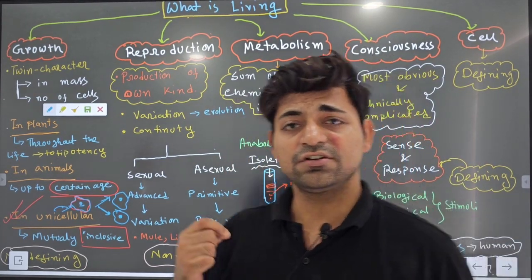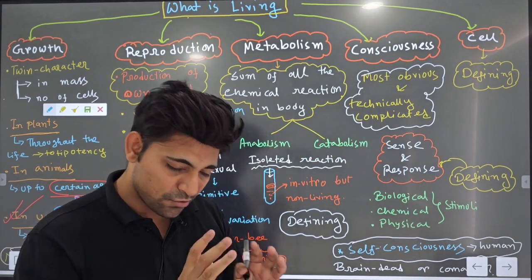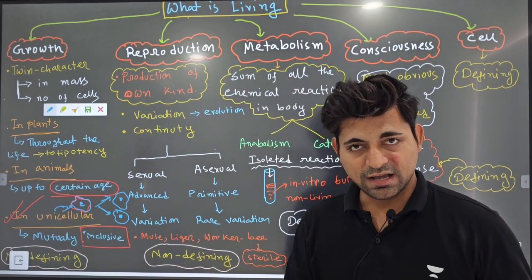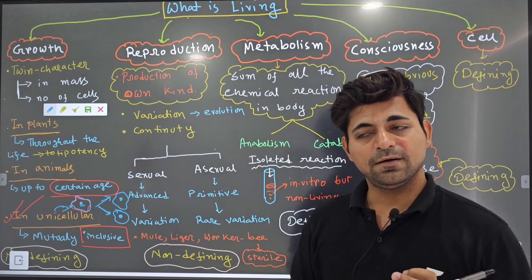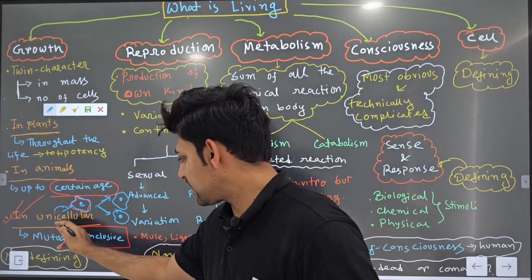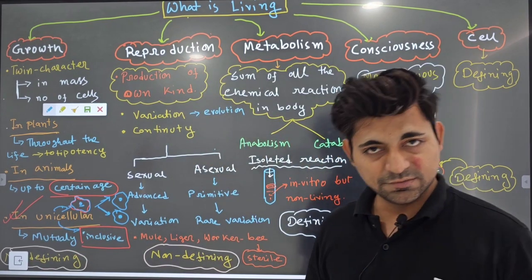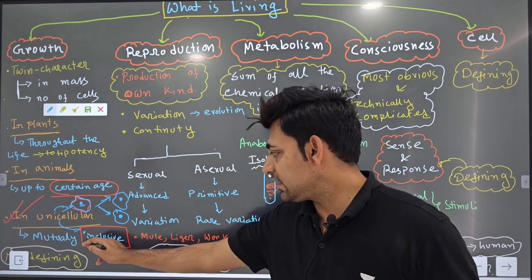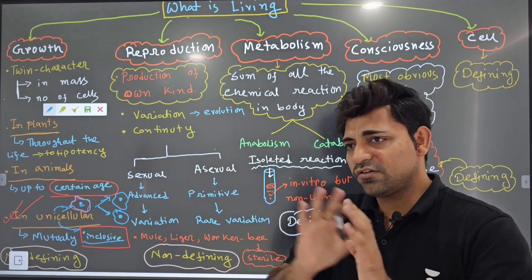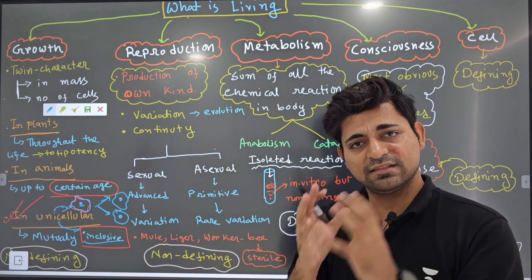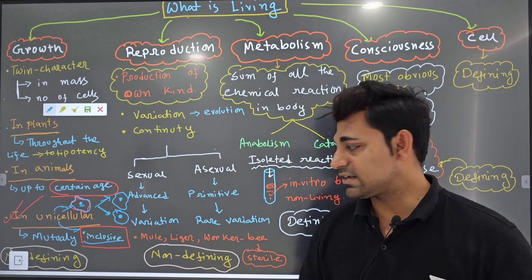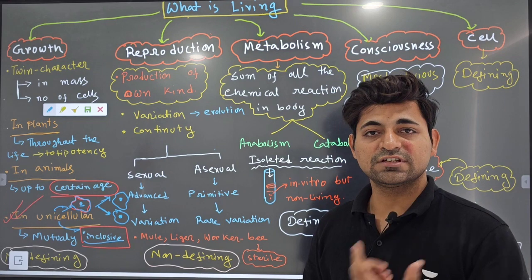So these things you need to remember. For a multicellular organism, growth and reproduction are mutually exclusive phenomena. For us, growth is different and reproduction is different. But for a unicellular organism, growth, cell division and reproduction are mutually inclusive phenomena. These three are not actually different; they are the same phenomenon. That's why it is mutually inclusive.